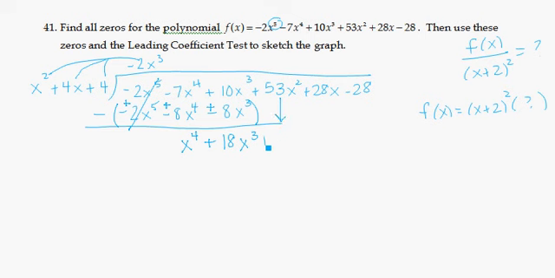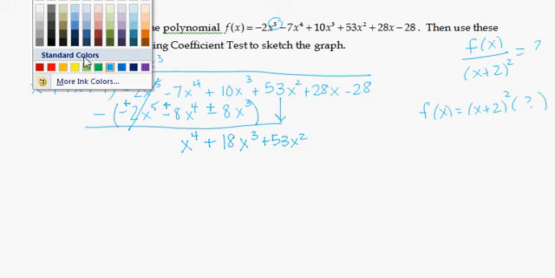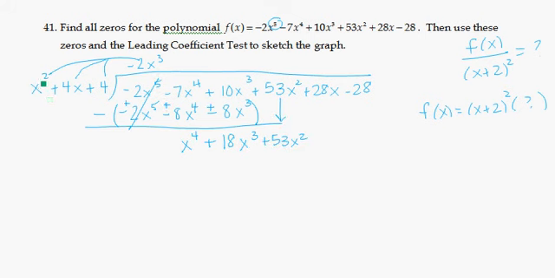And now I pull down the next term, 53x squared. So now I ask myself, how many times, let's switch colors, how many times does x squared go into x to the 4th? Well, that's going to go in x squared times. And now I'm going to multiply x squared times all 3 of these terms to get the next row. So x squared times x squared is x to the 4th. X squared times 4x is going to be plus 4x cubed, and x squared times 4 is going to be plus 4x squared.